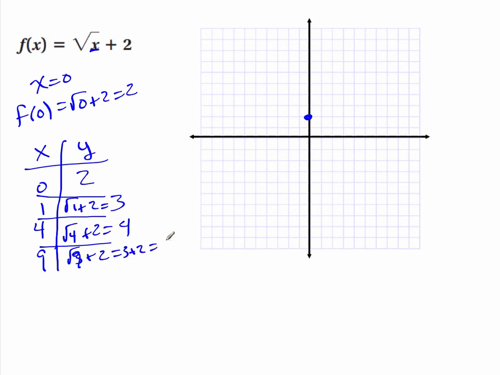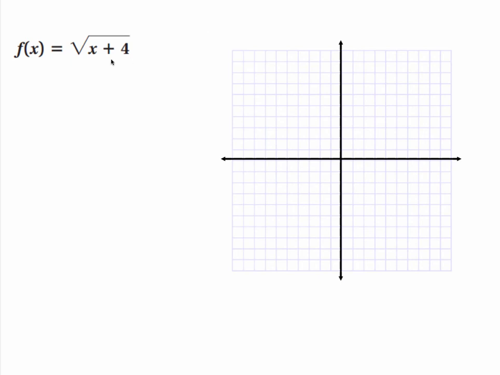So we're going to plot the points (0, 2), (1, 3), (4, 4), and then (9, 5). Now at this point in time, you should have a really nice sketch and not be too terribly far off.